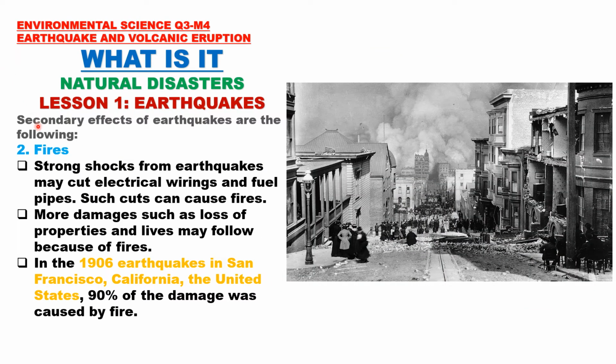The next secondary effect of earthquakes is fires. Strong shocks from earthquakes may cut electrical wirings and fuel pipes. Such cuts can cause fires. More damage such as loss of properties and lives may follow because of fires. In the 1906 earthquake in San Francisco, California, United States of America, 90% of the damage was caused by fires. The fire started because electrical wirings and fuel pipes were cut by the strong shocks from the earthquake.